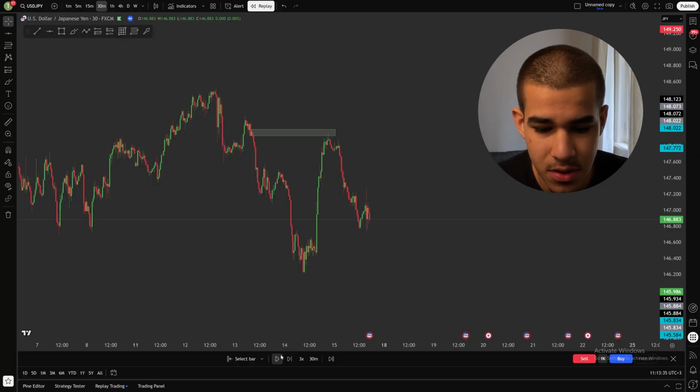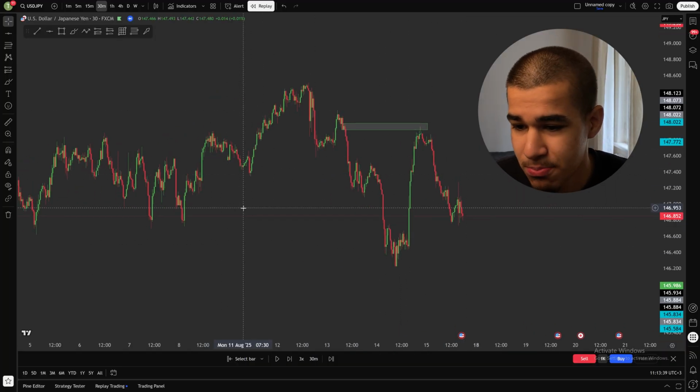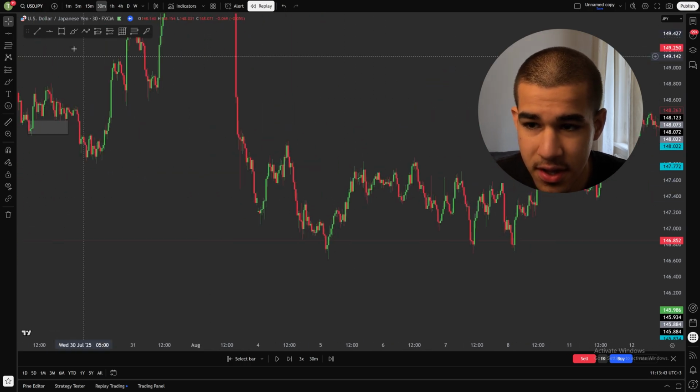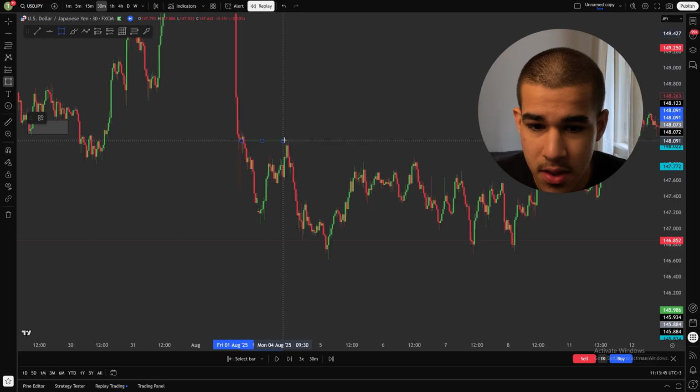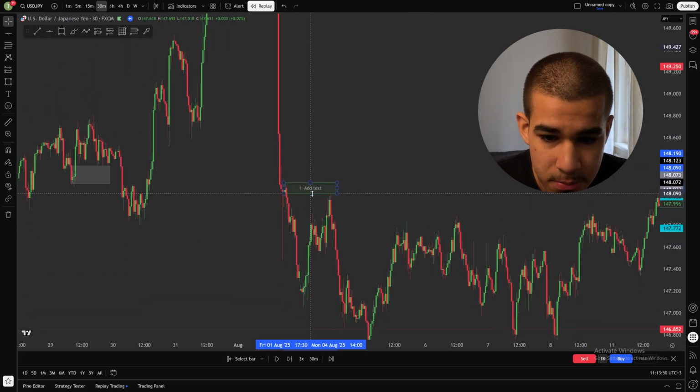So that's about it for the B plus, B grade trade. I actually just pretty much found another setup right here. There you go, right here as well. I believe it did tap. Yeah, that's another B setup.